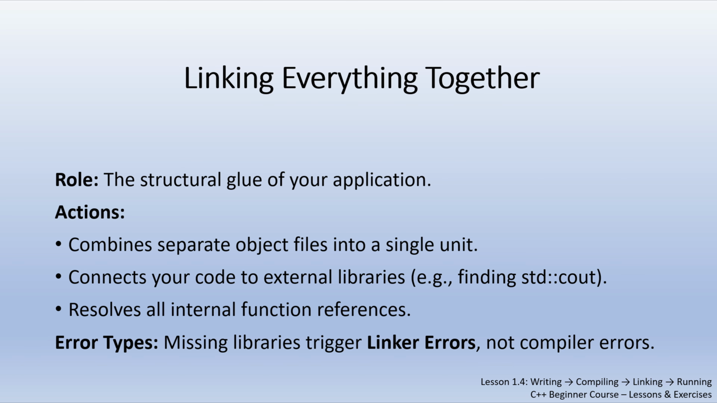After compiling, the linker takes over. The linker's job is to combine your object files, connect your code with external libraries, and resolve function references to produce the final executable. For example, when you use std::cout, the linker must connect your program to the standard library where cout is defined. If something is missing, like a library, you'll get a linker error, not a compiler error. Linking is the step that transforms pieces of machine code into a complete program.